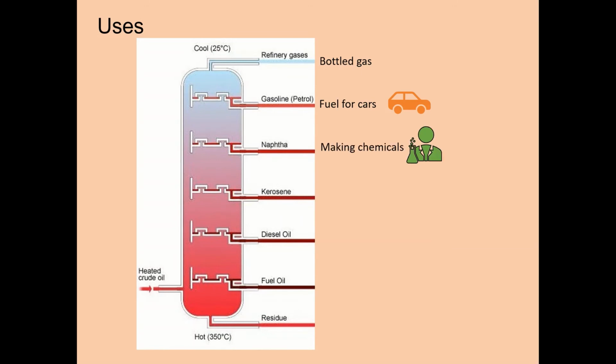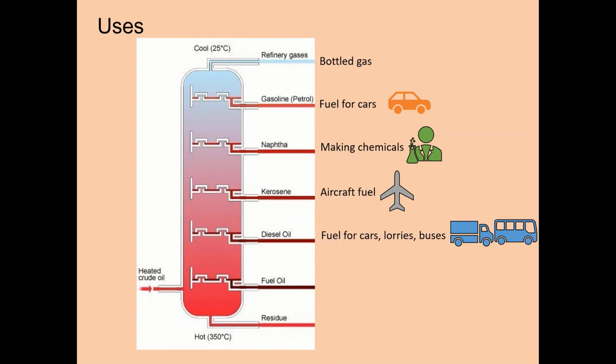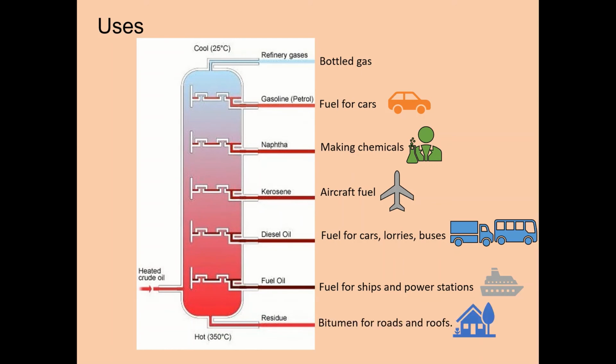Next up, we've got naphtha, which is used for making chemicals, and then kerosene for aircraft fuel. Next one down is diesel, which is used for fuel for cars and lorries and buses. And lower down, we've got fuels for ship and power station. And at the very bottom, we've got the largest hydrocarbons, which are bitumen, and it's used for roads and roofs.